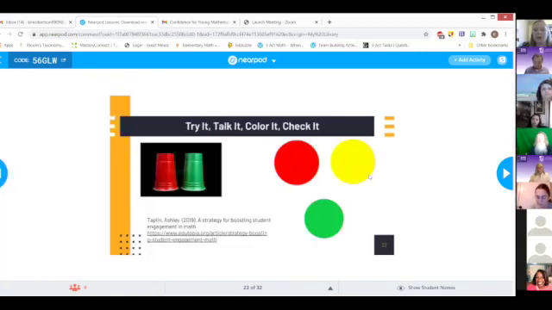All right, another technique that can be used to help build that reflective piece for students so that they can talk with one another is a strategy called try it, talk it, color it, and check it. I have included red, yellow, green dots here, as well as cups. I'm not going to go in depth with this strategy because I also have the resource at the end, but it is a strategy for students as a partnered group to be able to say where they are on their learning target continuum.